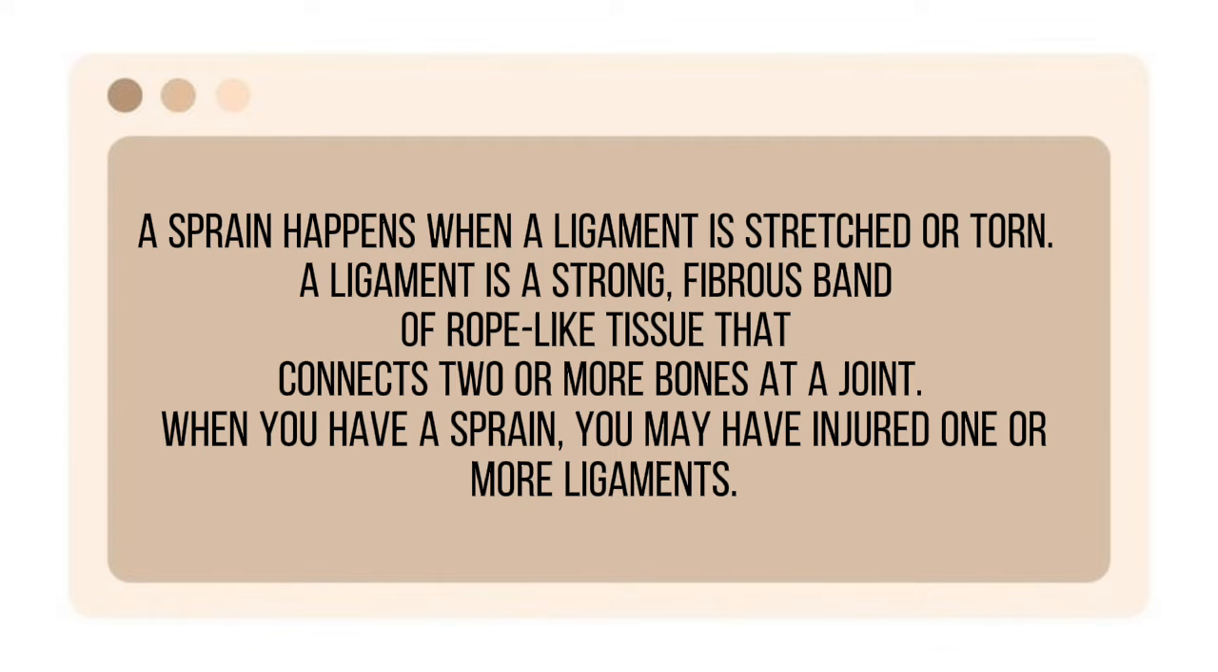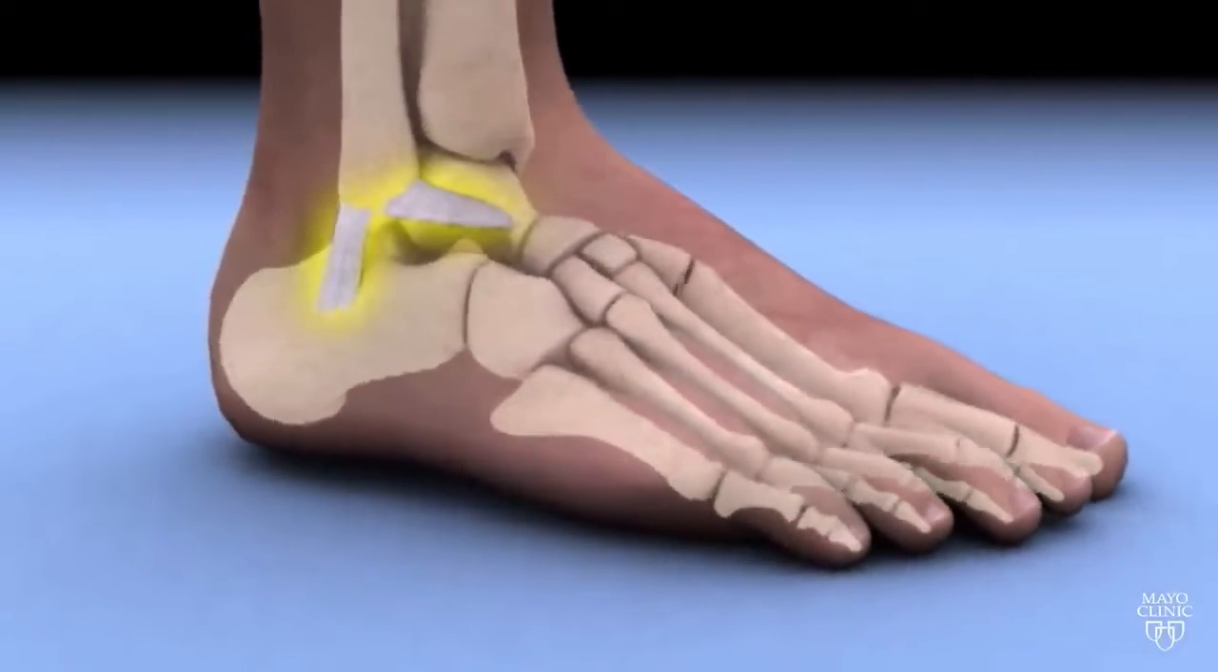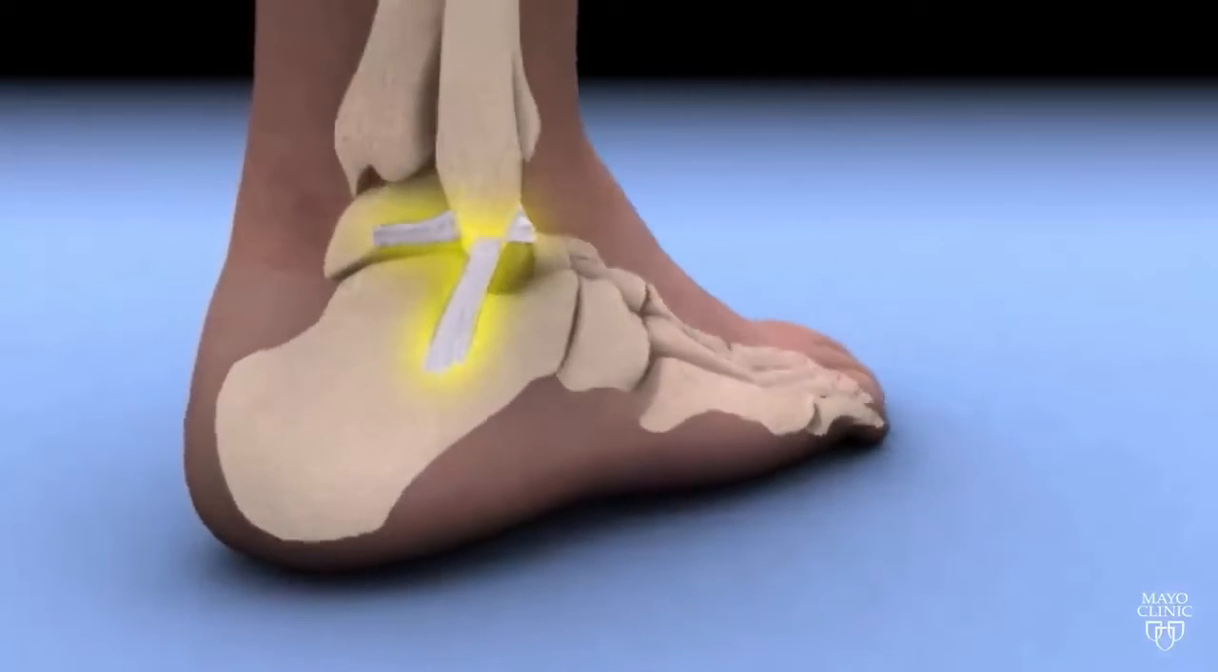A sprain happens when a ligament is stretched or torn. A ligament is a strong fibrous band of rope-like tissue that connects two or more bones at a joint. When you have a sprain, you may have injured one or more ligaments. When you have a sprain, it directly impacts the joint involved.